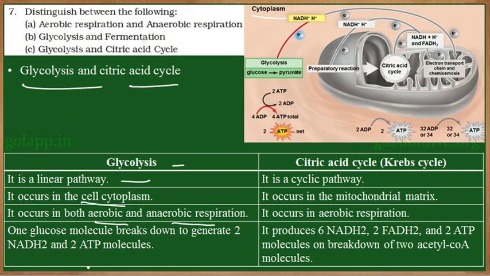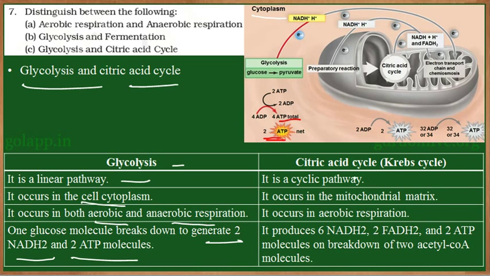The total number of ATP produced during glycolysis: 2 ATP molecules will be produced and it generates 2 NADH2 molecules. From glucose, totally 4 ATP molecules are formed, but 2 ATP will be used in the preparatory phase. So the net gain will be 2 ATP for glycolysis.